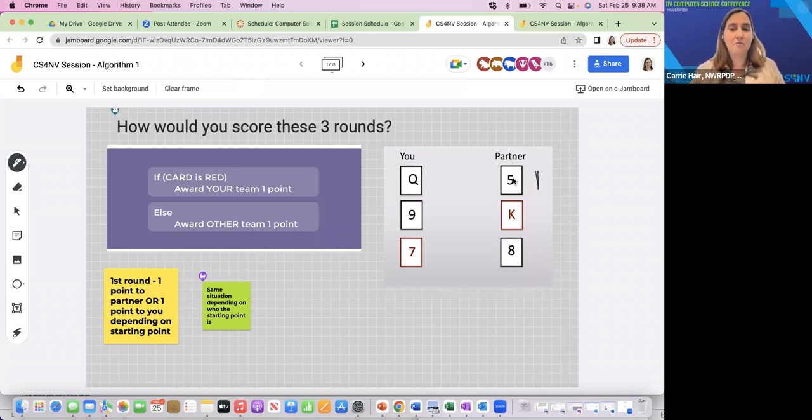So my partner drew a 5. Do they get a point? No. So I get the point, so I'm going to go ahead and put a point there. Okay, so take a second and look at the second set of cards we do.